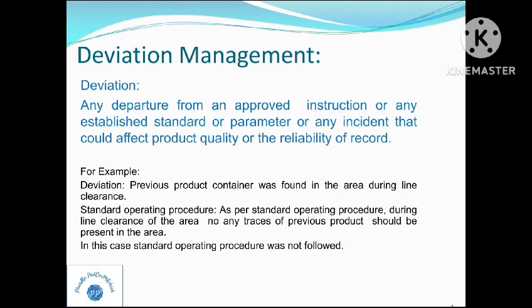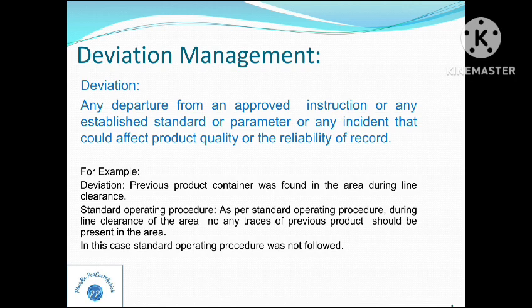So let us understand with an example what is deviation. A previous product container was found in the area during line clearance. So what does the standard operating procedure say? As per standard operating procedure, during line clearance of the area, no traces of previous product should be present in the area. So in this case what has happened? The previous product was identified during line clearance, so the standard operating procedure was not followed. So this is an example of deviation.